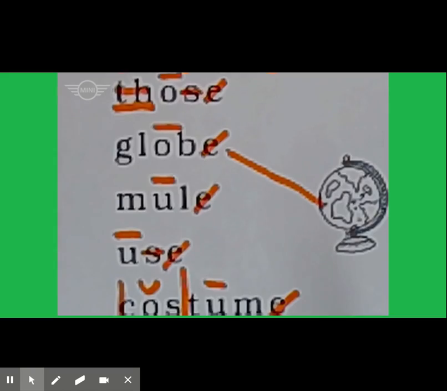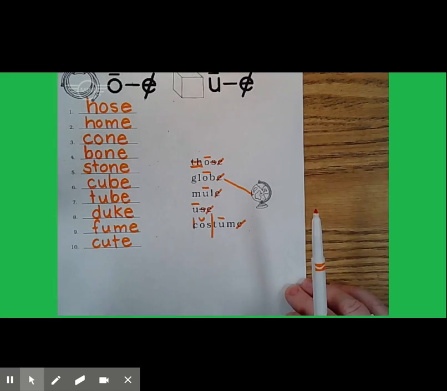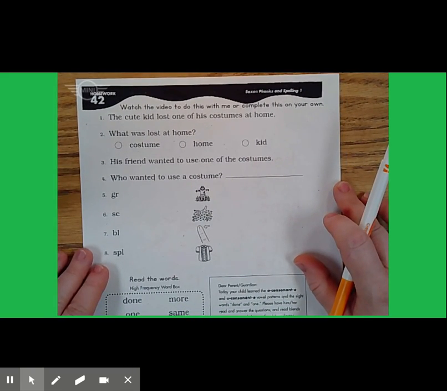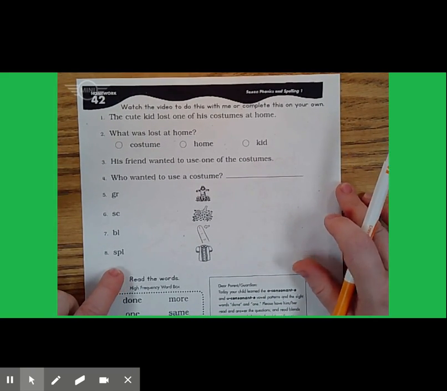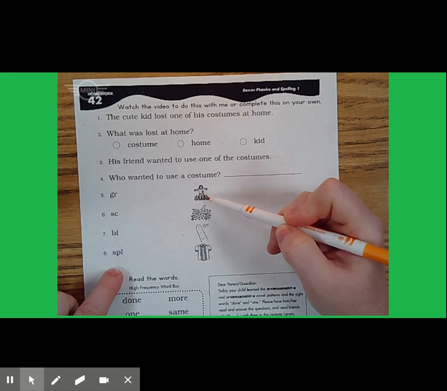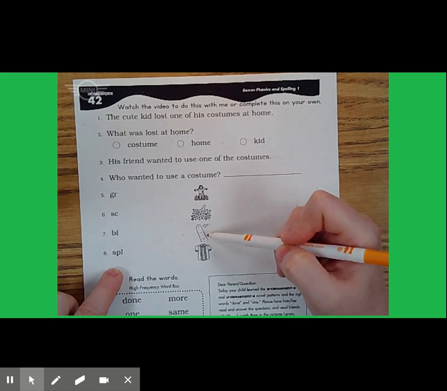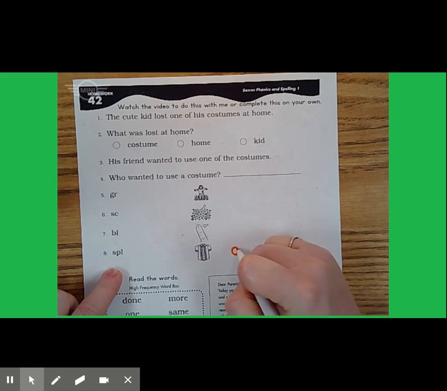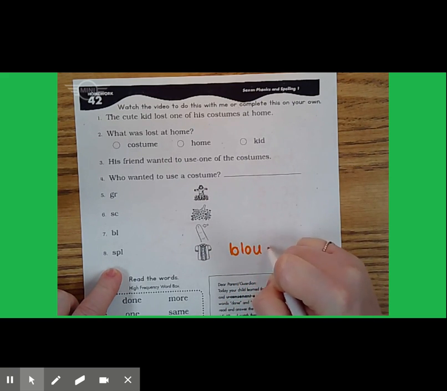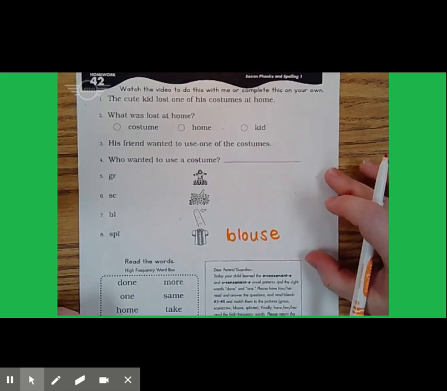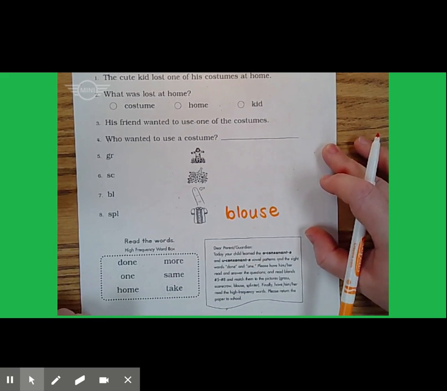All right, let's look at the back. We have some sentences to read and then some lines to draw. Let's go over these words. This is a scarecrow, grass, splinter, and blouse. That one might be hard to remember. Blouse. That's like a fancy shirt. And then I want you to read the words in the box.